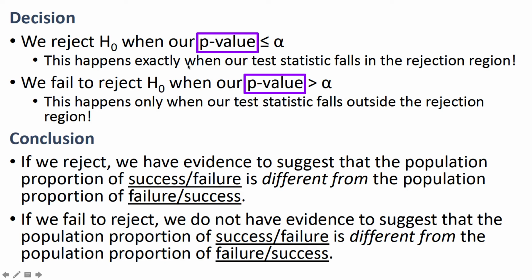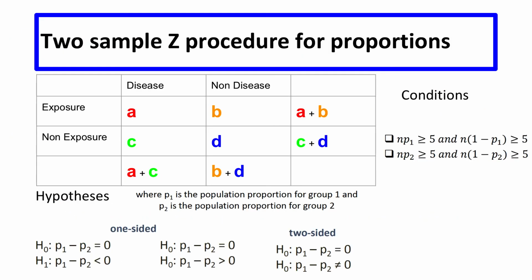This is what I mean by decision and conclusion. The decision is we reject when this happens, and we fail to reject when this happens, and the conclusion states whether we reject or not. This is textbook-grade decision and conclusion. You can just copy this and use it somewhere else. It sounds really professional. Okay, let's go next.